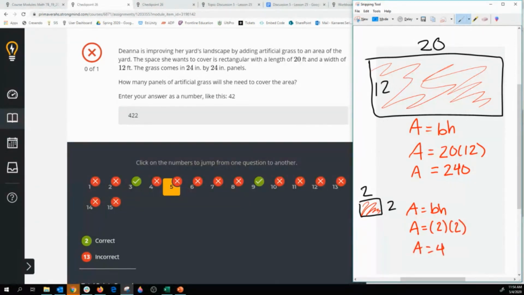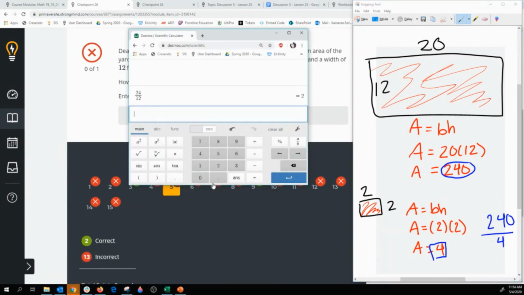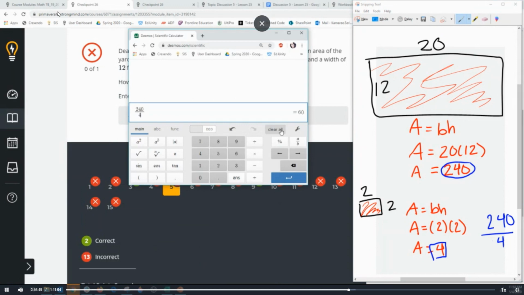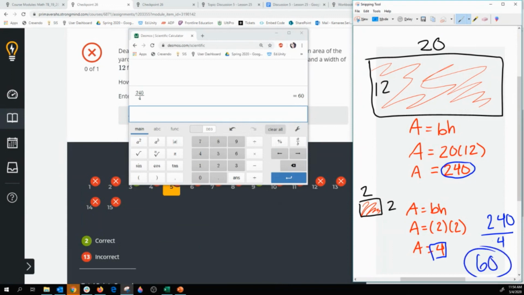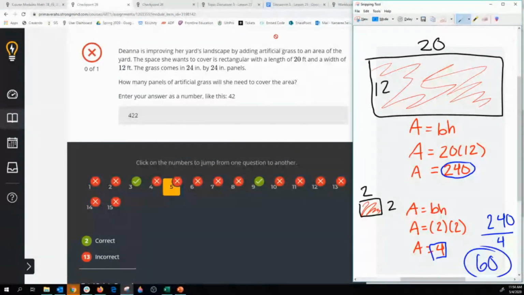So to figure out how many grass panels she would need, the next step would be to do division. So we are going to take her total area, which is 240. We are going to divide that by the area of one panel, which is 4. So 240 divided by 4, which gives me 60, which means she would need 60 grass panels to cover her yard.